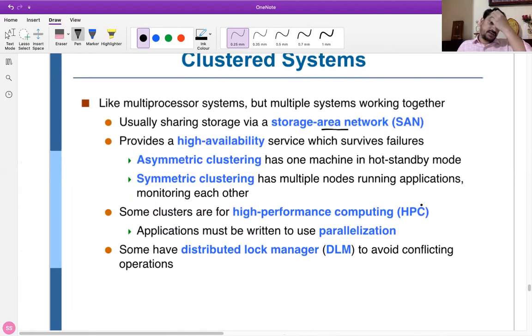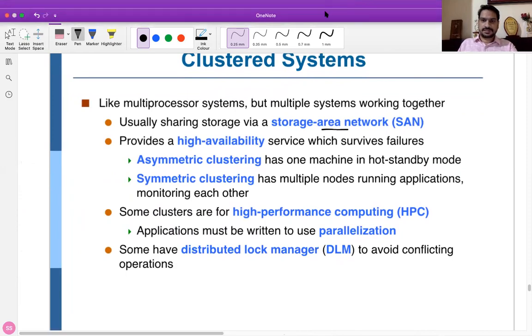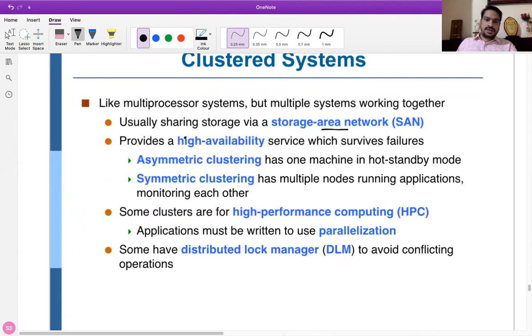So this storage area network, because of the highly clustered system, provides high availability services which survive failure. As I told you, any type of failure can be survived by this architecture. Asymmetric cluster, what happens, and symmetric cluster, what happens? An asymmetric cluster has one machine in hot standby mode. Symmetric clustering has multiple nodes running applications and monitoring each other.